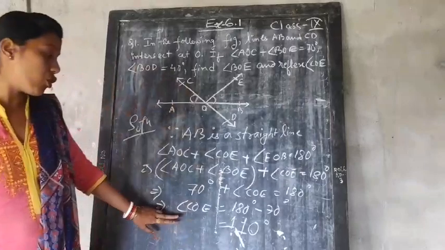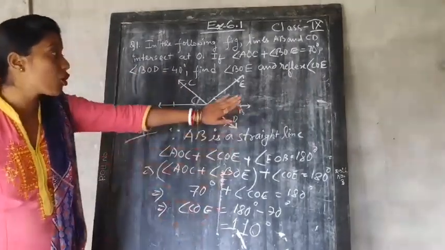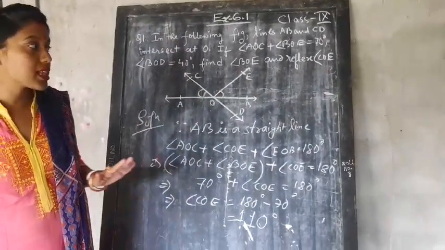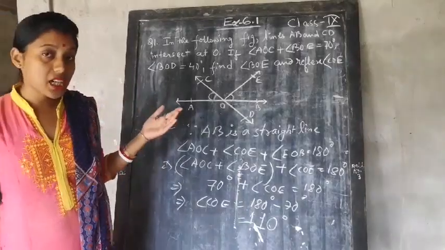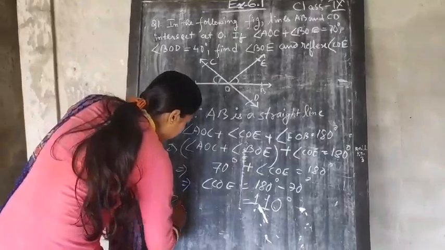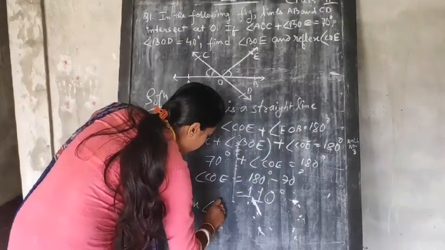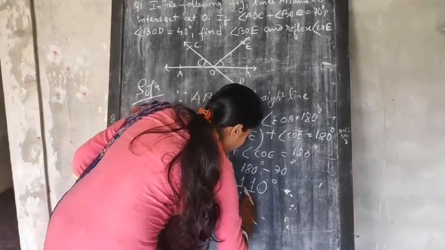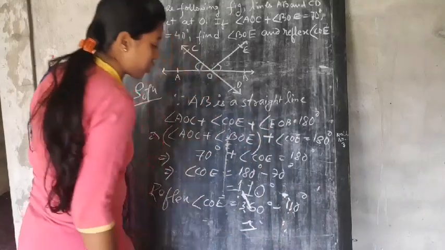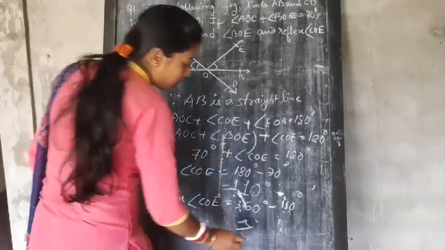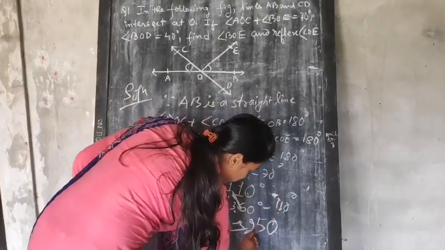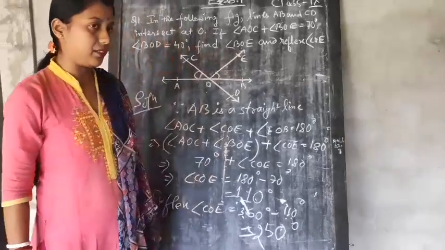Now we have only found angle COE, but in your question you are to find reflex angle COE. So what is a reflex angle? A reflex angle is the angle which is greater than 180 degrees and less than 360 degrees. So reflex angle COE equals 360 degrees minus 110 degrees. How much will come? 0 minus 0 is 0, 6 minus 1 is 5, and 3 minus 1 is 2. So the answer is 250 degrees.